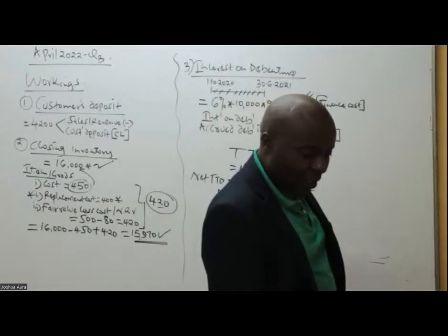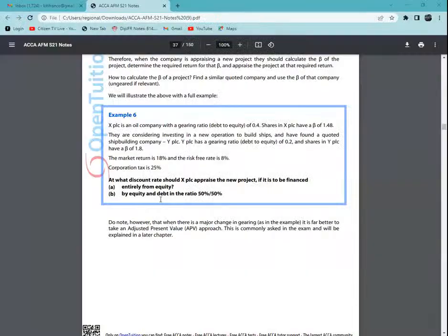Here we are. So we are now aware that the relevant beta is the beta of the new industry. We are told that they are considering investing in a new operation to build ships, and have found a quoted shipbuilding company. The market return is 18% and the risk-free rate is 8%.